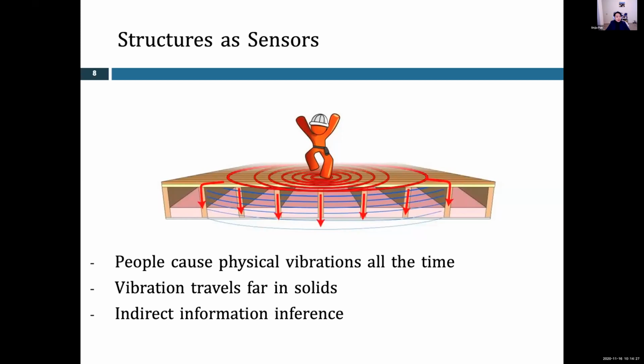The intuition is that people are causing physical vibrations all the time whenever they are interacting with the environment, which means we can acquire fine-grained action level information by monitoring this vibration caused by people. Furthermore, because the vibration travels far in the solid, it allows us to use fewer sensors to cover a room area. And since we indirectly infer the human information, it provides non-intrusive monitoring and better perceived privacy.